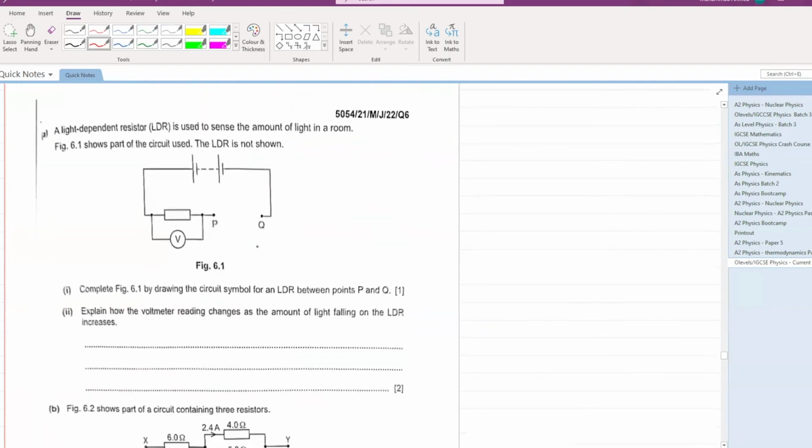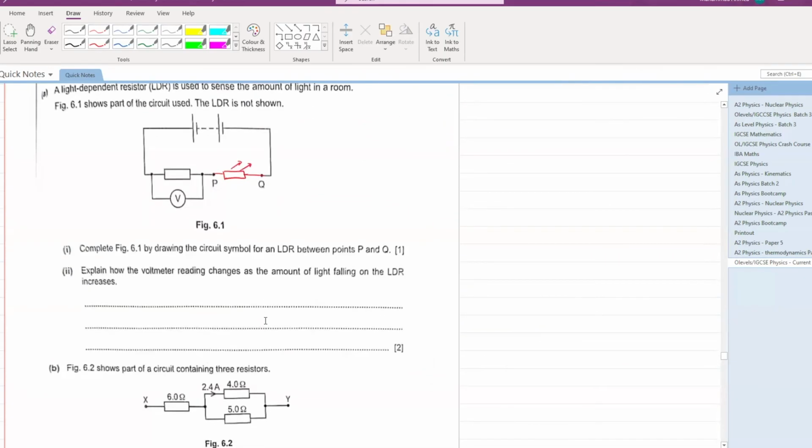Let's see this question. An LDR is used to sense the amount of light in a room. Figure 6.1 shows part of the circuit used. The LDR is not shown. Complete figure 6.1 by drawing the symbol for LDR between P and Q. Very easy. How will you draw an LDR? Somewhat like this. Light is falling on this LDR.